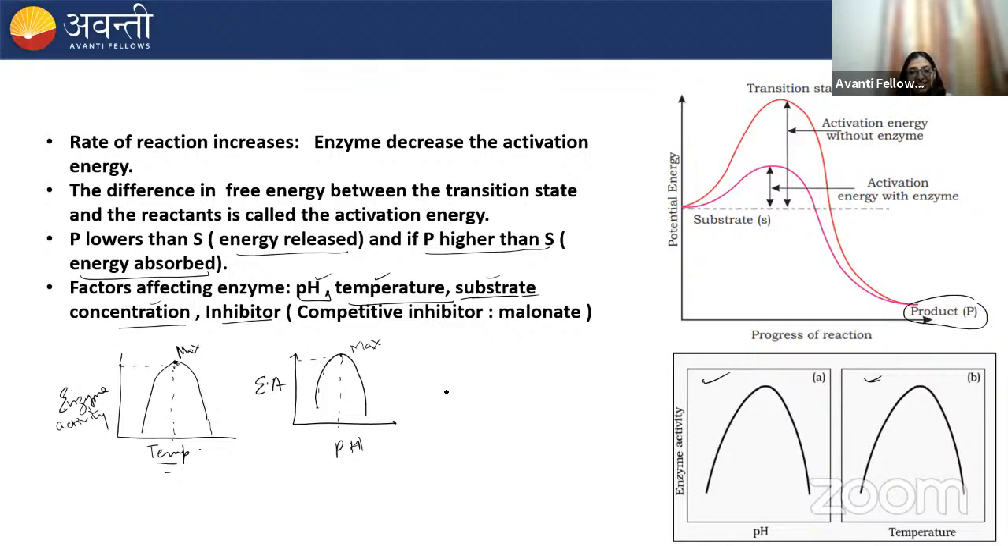Initially the rate of the reaction will increase as the concentration of the substrate increases, but to a certain point. After a certain point, the rate of the reaction will not increase, because at that point all the enzymes are saturated and their active sites are already occupied by the substrate. So there's no availability of the free active site for the substrate.